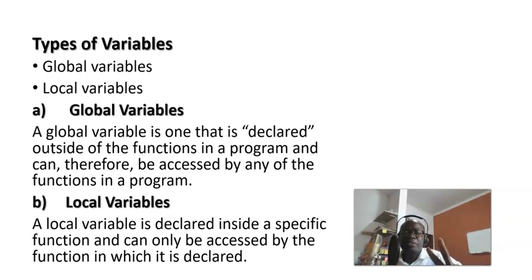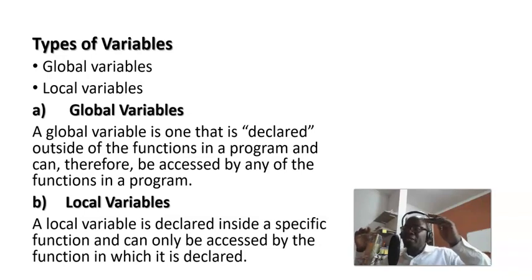Variables come in two categories. They are what you call global variables, and what you call local variables. Some of these things you will understand as we go on, but for now suffice to know that a global variable is one that is declared outside of the functions. So a program can have different functions, different blocks of code, each one doing a particular task. And a global variable is one you declare outside these functions so that it can be accessed by any of the functions in a program.